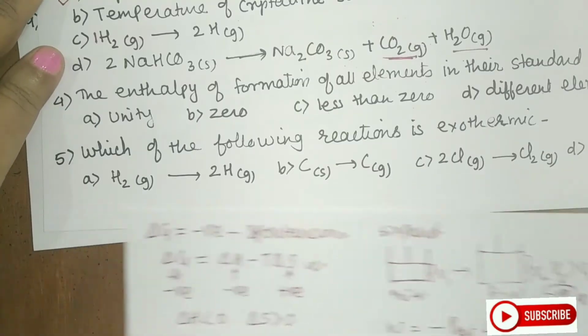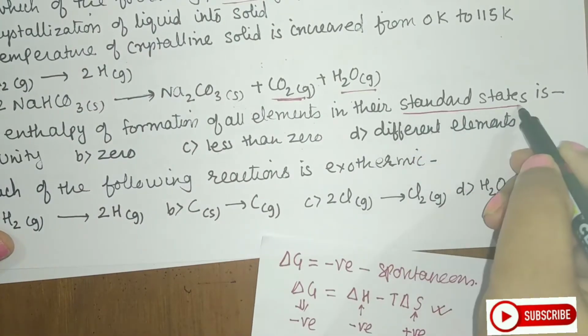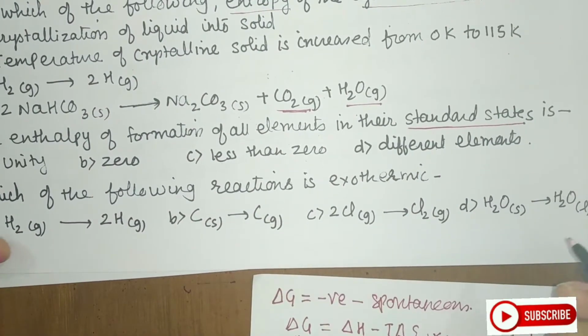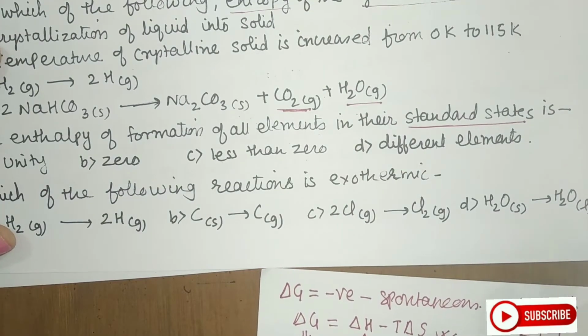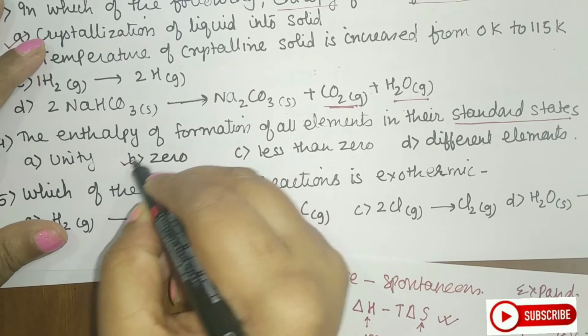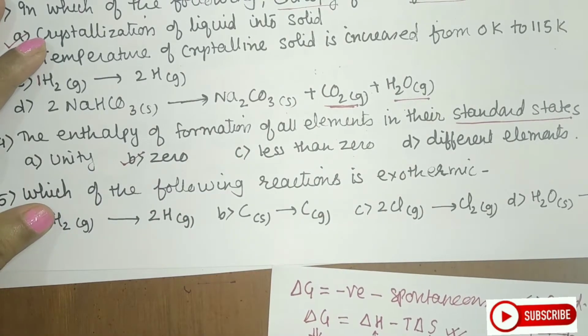Come to the next one, the enthalpy of formation of all elements in their standard states. Students, whenever an element is considered in its standard state, its enthalpy is always assumed to be 0. So this is a fixed value. It is not exactly 0, but it is assumed to be 0.